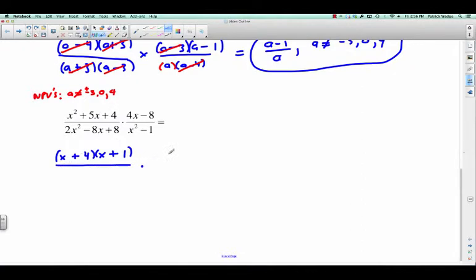Okay, I'm going to do this one over here. Here you can take out a greatest common factor of 4, and you're left with x minus 2. 4 times 2 is 8, right? Okay, I'm going to go to this one.